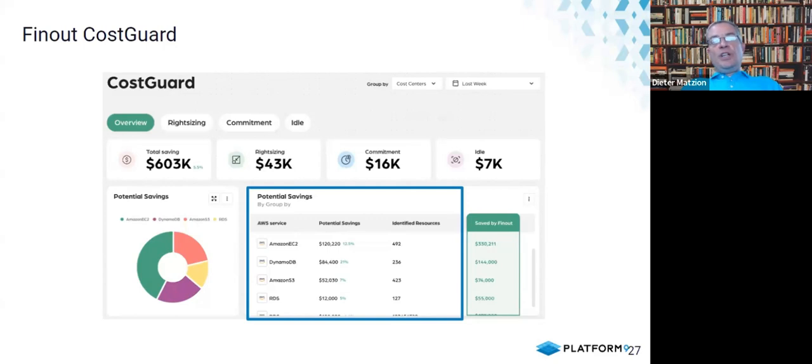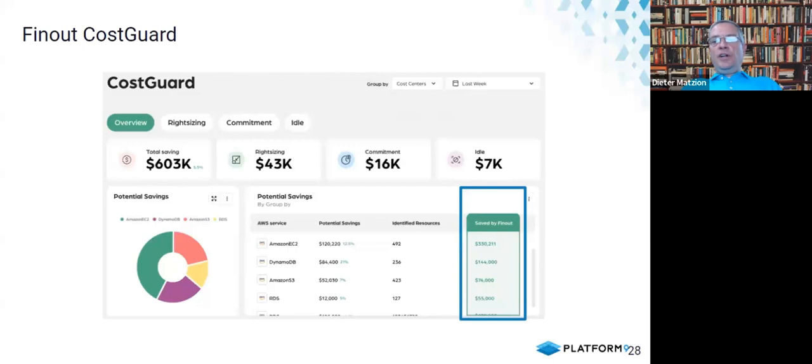And now what is interesting here is you see the dollar value and trending. Is it going up or down, right? And then you see the identified resources. So there's almost 500 of these resources that make up 120,000. So if you take 120,000 divided by 500, you get the average right sizing opportunity, which is relatively small in this case, right? And here on the very right, we have again the projected savings, right? So here the projected savings are 330,000, which is interesting.